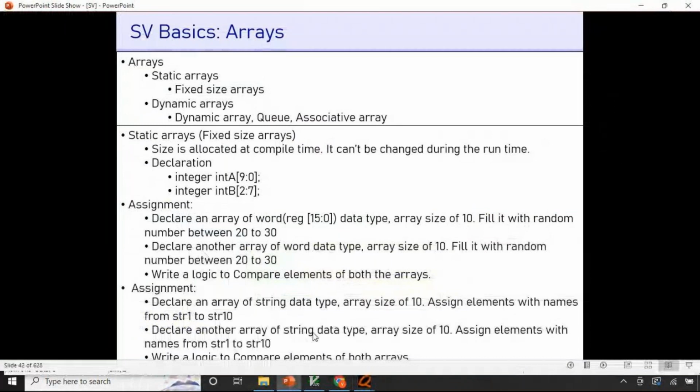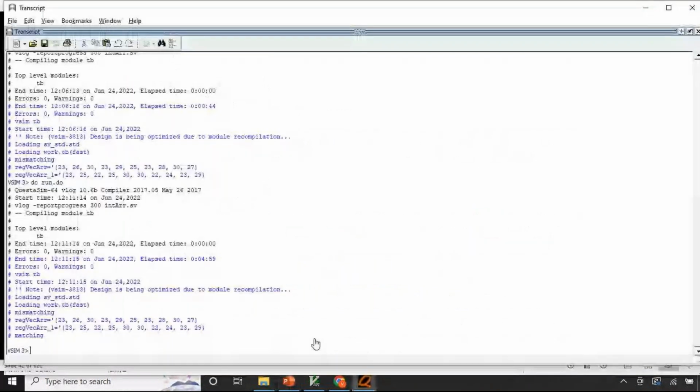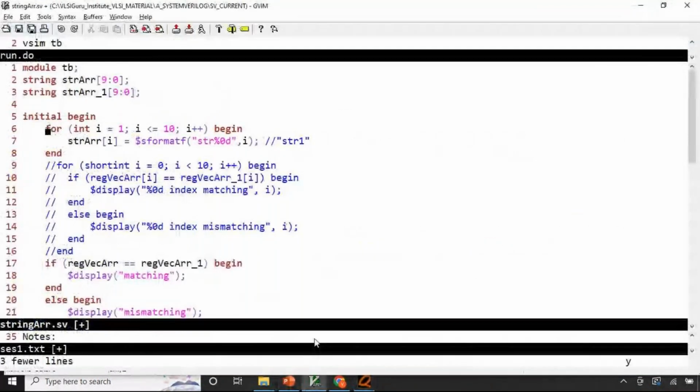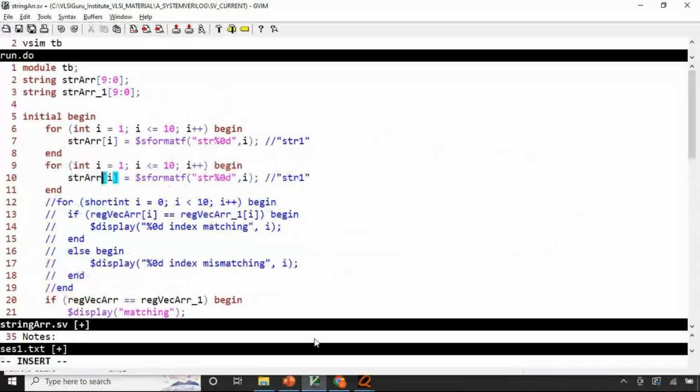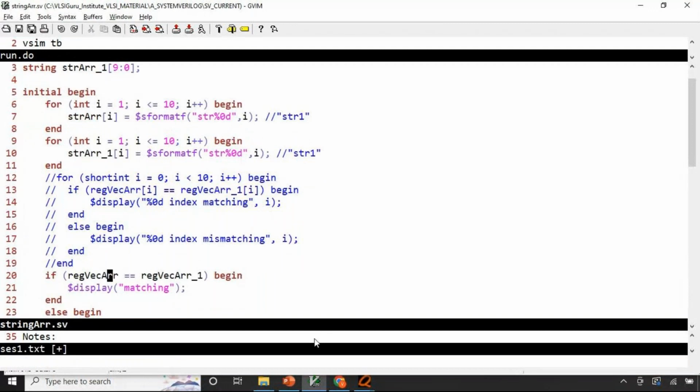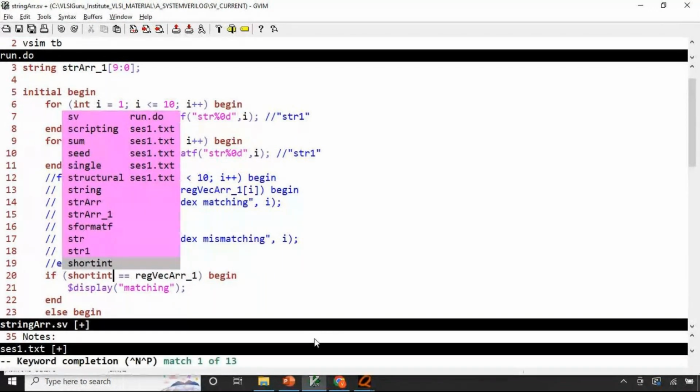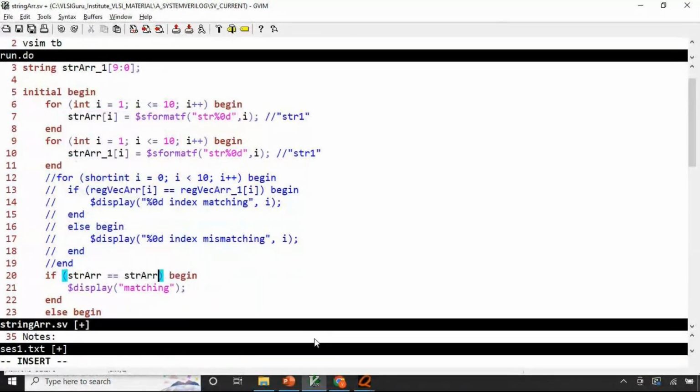Next, same code, same logic. Again, same thing. Exactly the same. Now, comparison can be done in the same manner. Even string arrays can be compared directly. Any array can be compared with any array, you don't need to go by index basis.